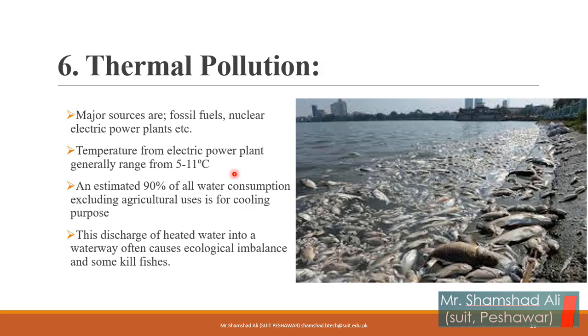The water from the rivers is used for cooling the engines and mechanical processes. This discharge of heated water into waterways often causes ecological imbalance and kills fish. As you can see in this picture, these fish are killed due to the heated water. The temperature rises in the water, so they can't survive in it anymore.